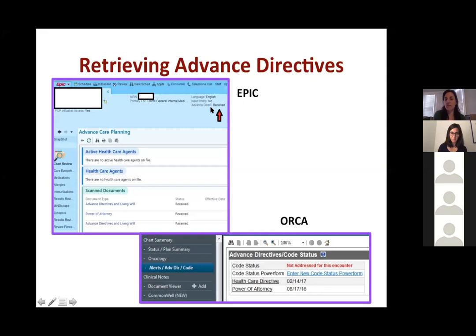And in EPIC, on the top up here, there's a section for advanced directives, and if a patient has them scanned in and on file, it will say received, and there'll be a link where you can click and look at those PDF advanced directives. And you can sometimes even do this before you meet a patient that you're admitting.